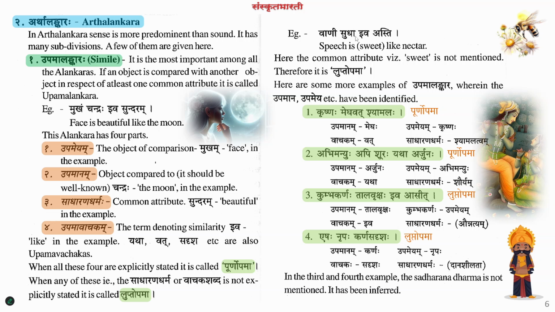Sudha being Madhuram is a well-known fact. No need for the Kavi to say Sudha iva Madhuram asti. Madhura, he would have to use because of Vani, and Sudha is also Strilinga, so he doesn't have to write it. That's what they are highlighting here. Here the common attribute is sweetness. Actually, sweet is wrong, it is sweetness. As stated in the above sentence, it is not mentioned. Therefore, it is Luptopama. For us, Madhuryam is the Sadharana Dharma.